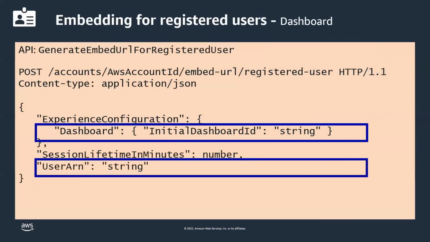In the registered user embedding workflow, the QuickSight experience, as mentioned before, can be a visual, a dashboard, the Q search bar, or even the console. The API call is called generate embedded URL for registered users, right? We can see that this has a required parameter for user ARN. This is the QuickSight ARN or the user ARN, and that is mapped to the user login in an application.